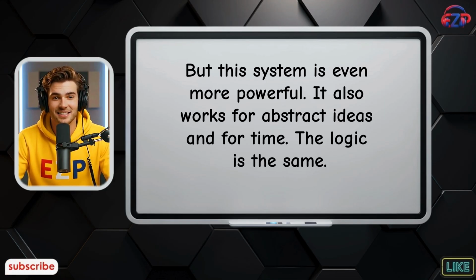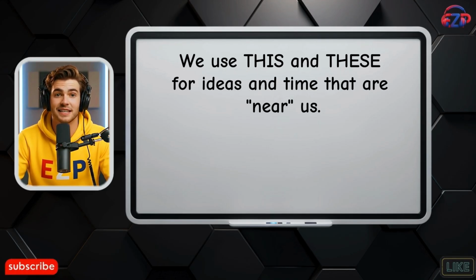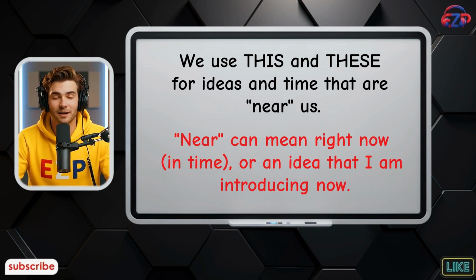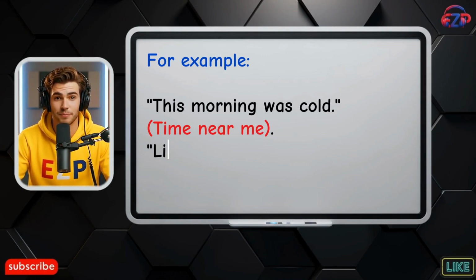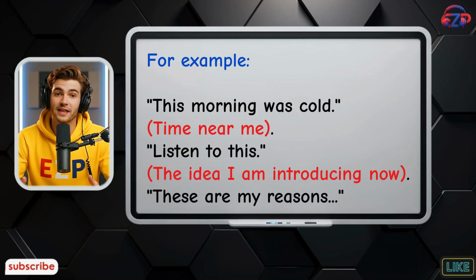The logic is the same. We use this and these for ideas and time that are near us. Near can mean right now in time, or an idea that I am introducing now. For example, this morning was cold. That's time near me. Listen to this. The idea I am introducing now.